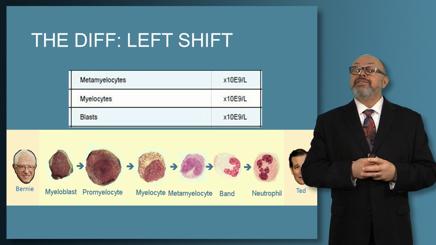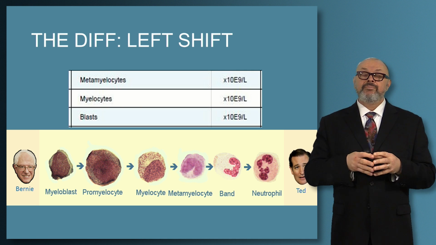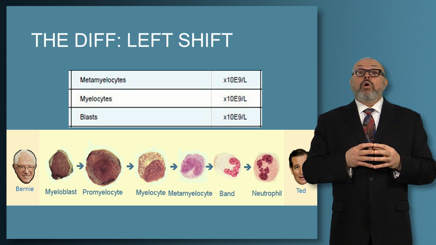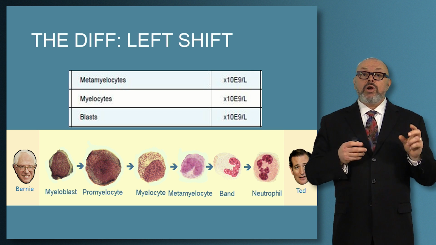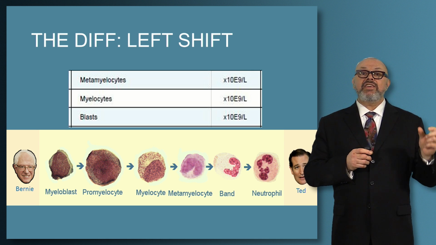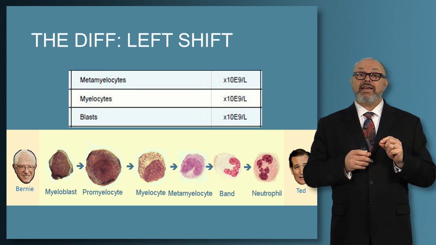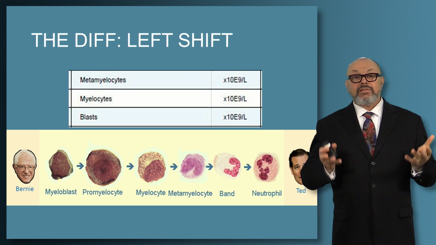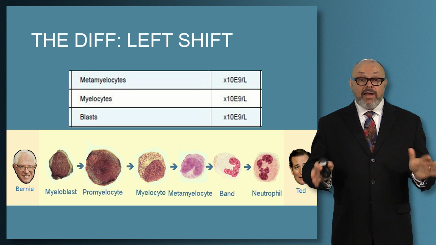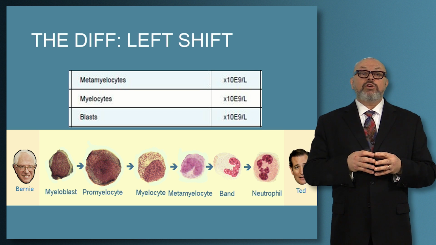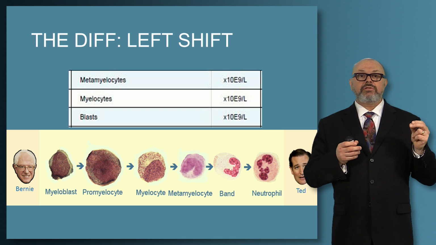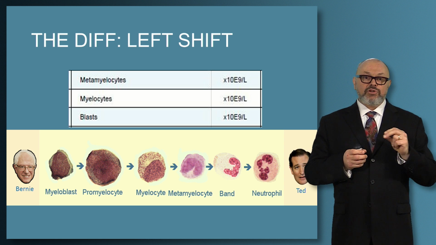Now, another thing that comes out of the diff is the phenomenon of the left shift. A left shift is when there are more than expected of the immature forms of granulocytes: metamyelocytes, myelocytes, and blasts. Now, why would we call this a left shift? It's simply because, traditionally, we draw the progression of granulocyte or neutrophil differentiation from left to right.